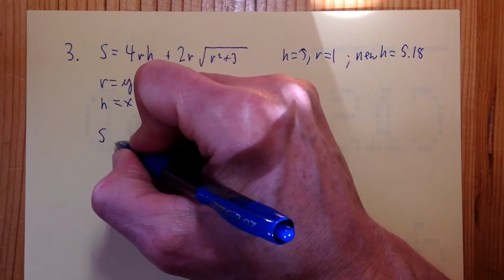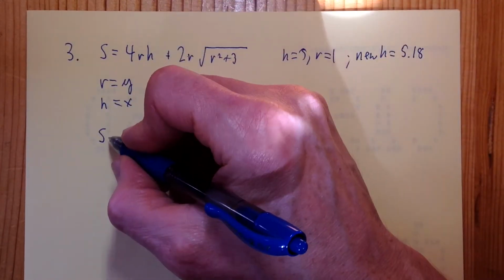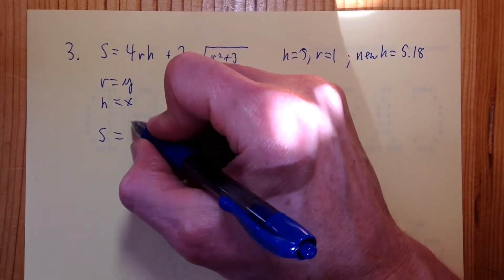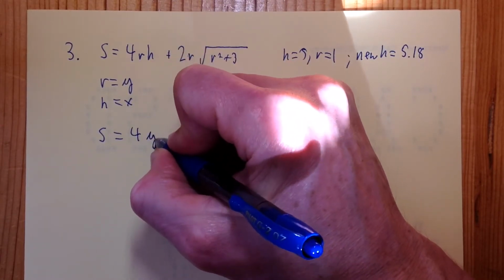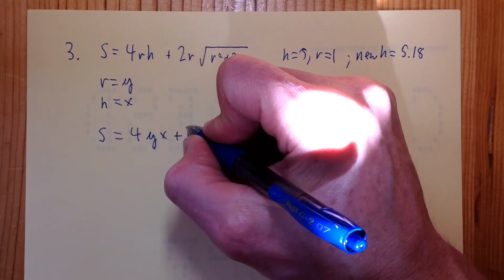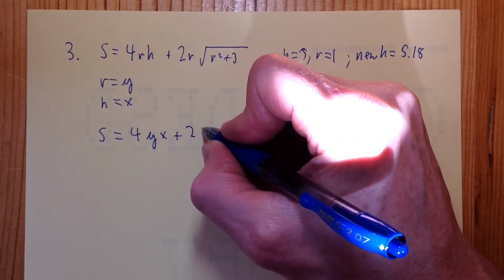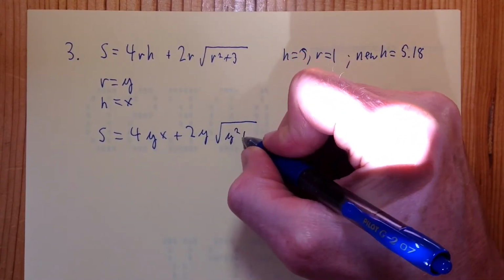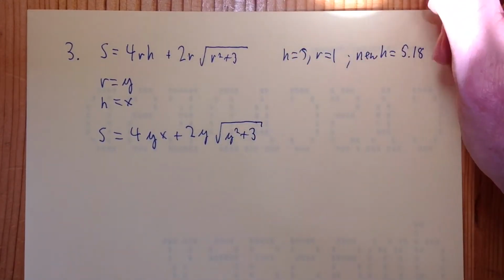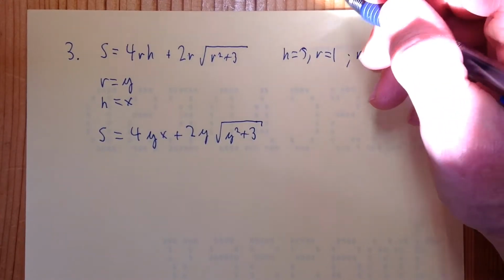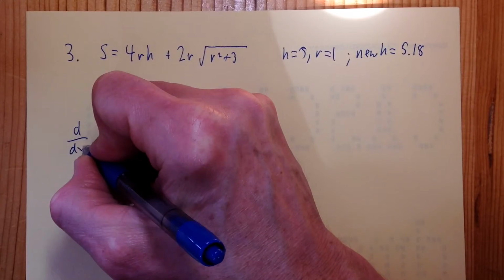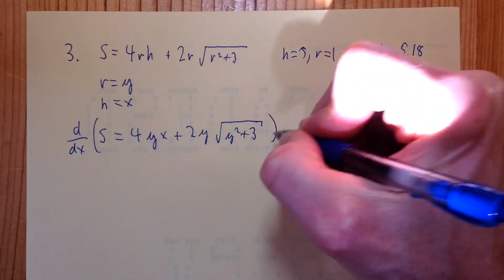So our surface area, which is a constant, like I think it ends up being like 24 or something, but it doesn't matter, that doesn't change, is equal to 4yx plus 2y square root of y squared plus 3. Okay, now we take the derivative with respect to x implicitly. So take the derivative with respect to x of this whole formula.